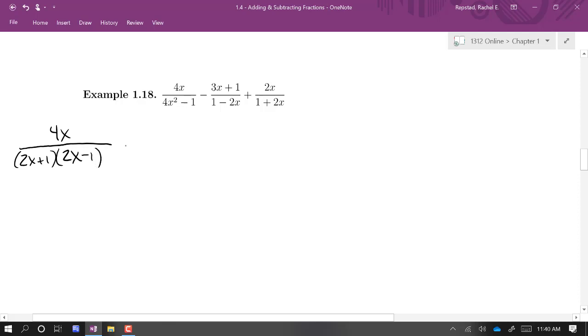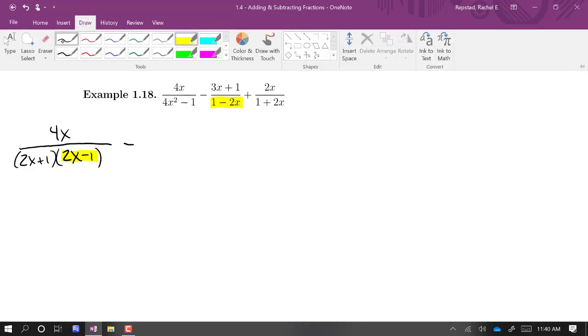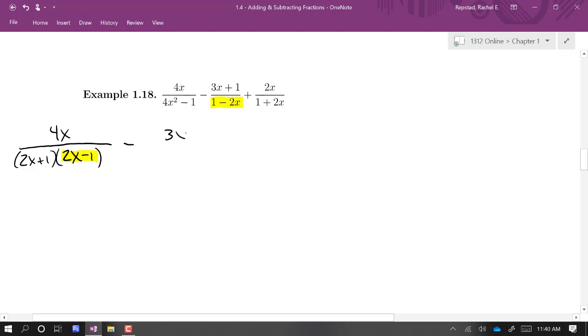Now, before I continue, I want to highlight, here's a 1 minus 2x, and there's a 2x minus 1. They're almost the same. In fact, they're just off by a sign. So what I'm going to do is rewrite the middle fraction as a negative over 2x minus 1. And then the 1 plus 2x, that is the same as 2x plus 1. There's no negative to take out. The order of addition doesn't matter.